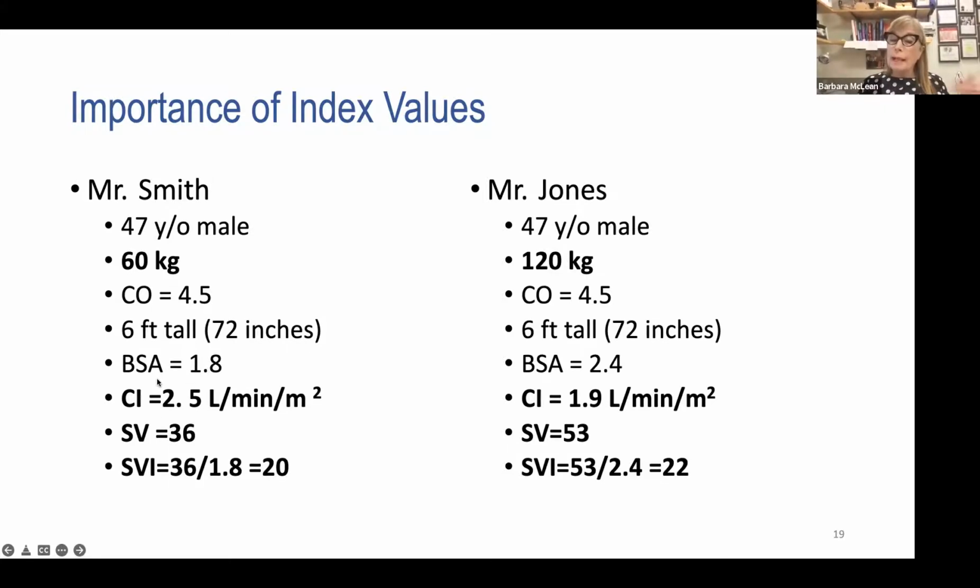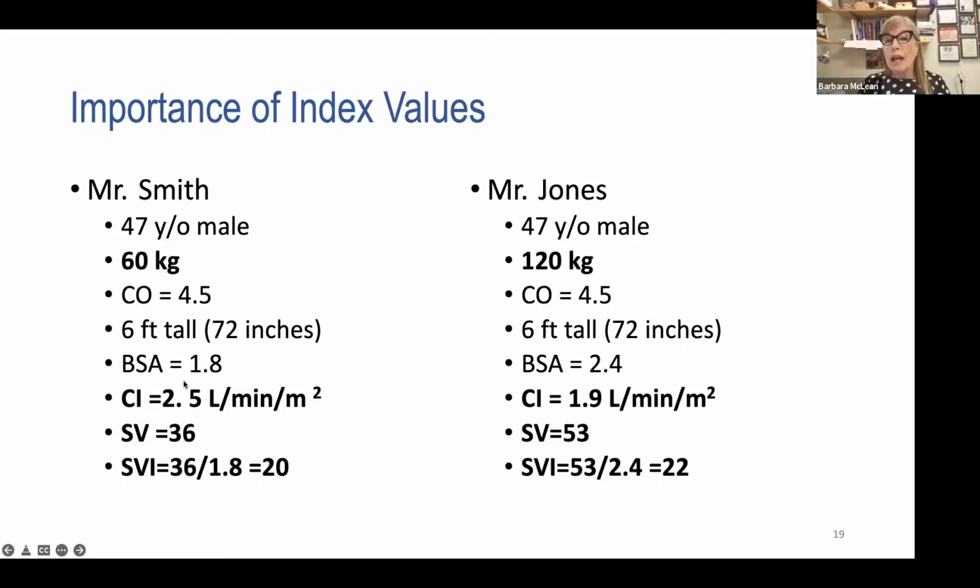Well, normal cardiac index is 2.5 to 4. So he's just on the edge of normal. And we know because his heart rate is elevated that he doesn't really have a great stroke volume. Okay. Mr. Jones, who weighs 120 kilograms, has a BSA of 2.4. So we divided his cardiac output 4.5 by his BSA, and that gave him his index of 1.9. So now I say, okay, cardiac index 2.5, cardiac index 1.9.